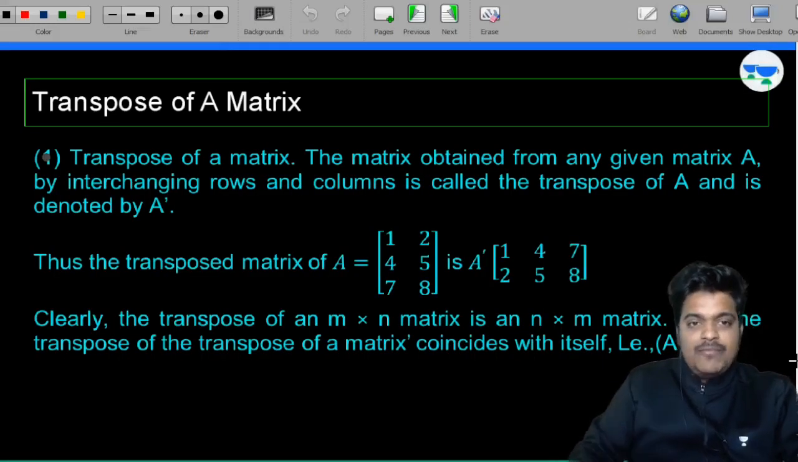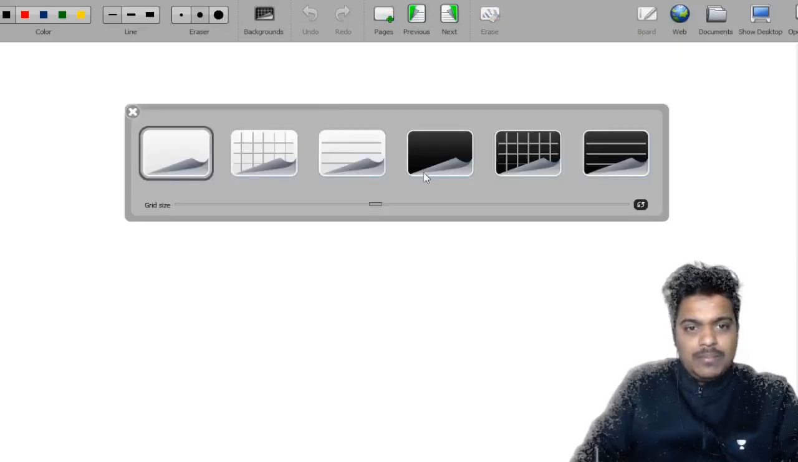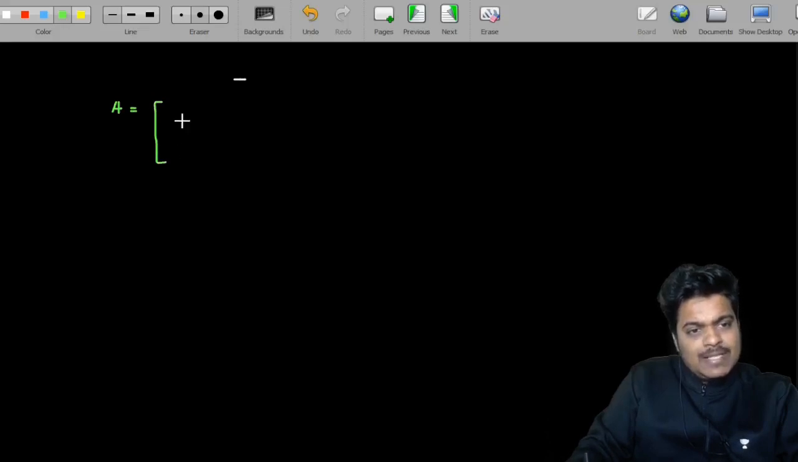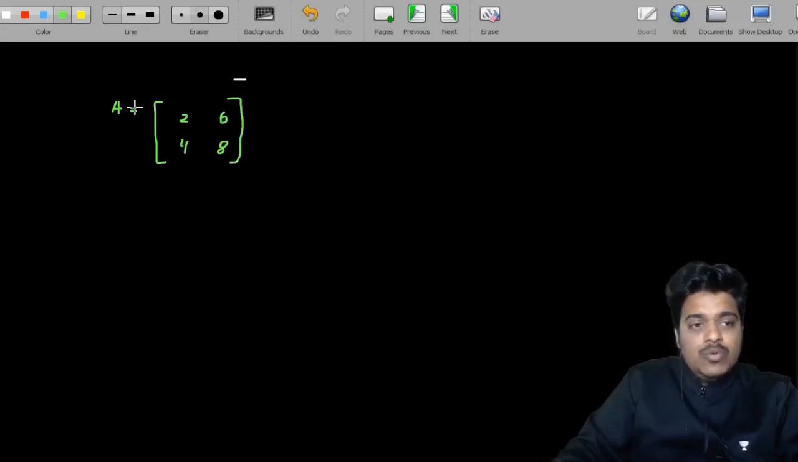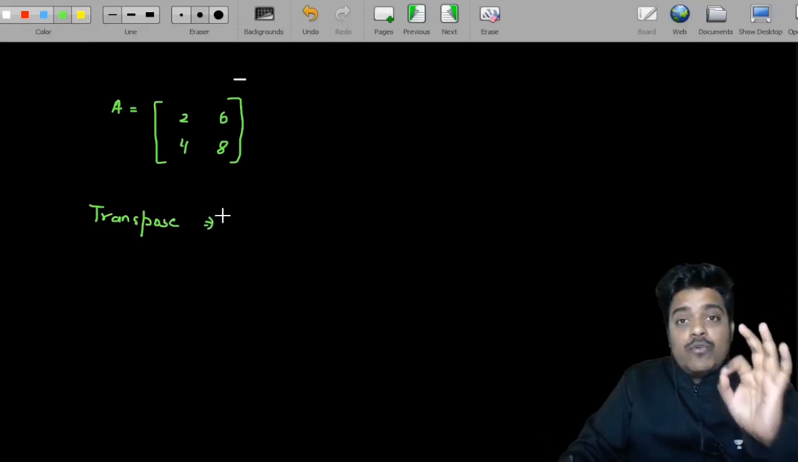So before moving forward, I'll just try to take this into account. Suppose this is your matrix A, 2, 4, 6, 8. Now I am saying you have to transpose this matrix. So what do you mean by transpose of a matrix? It is nothing but interchange of rows and columns.